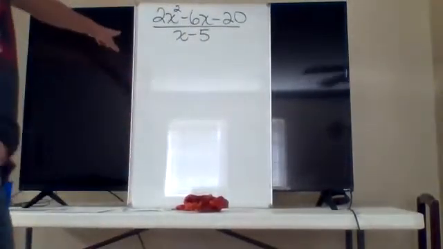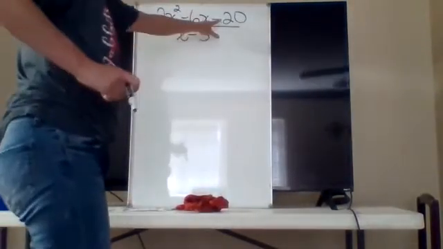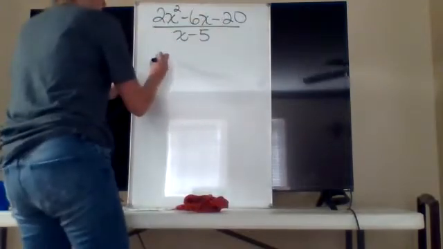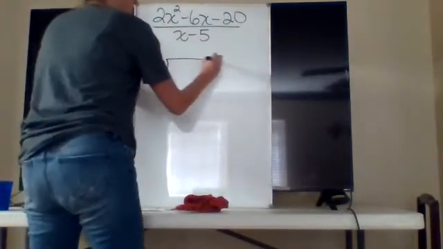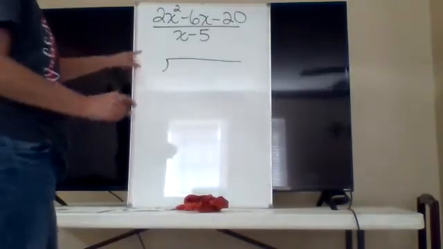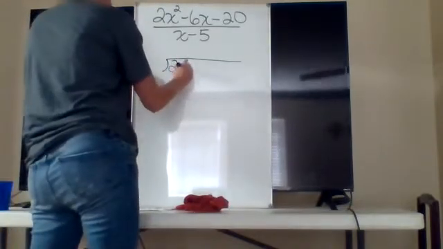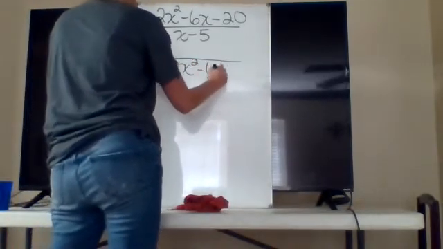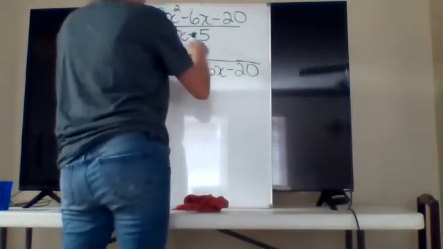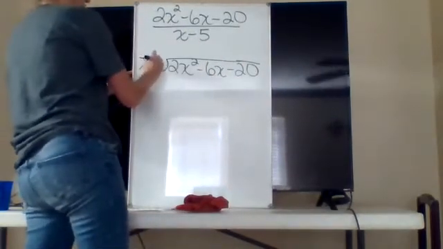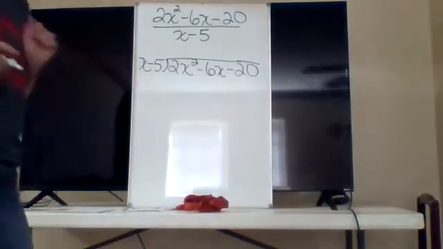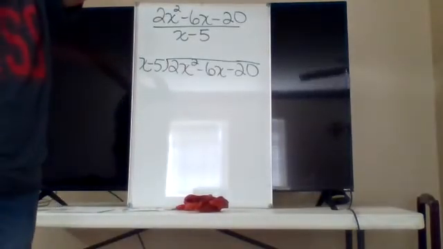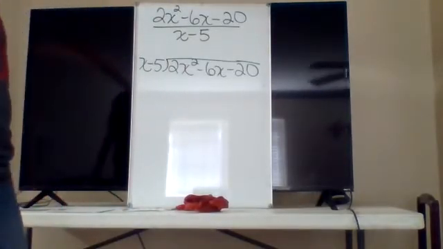Okay, so again, what's on top, we'll go inside your division symbol. So that'll be your 2x squared minus 6x minus 20. What's under here will come out here. So x minus 5. Start off the same way.